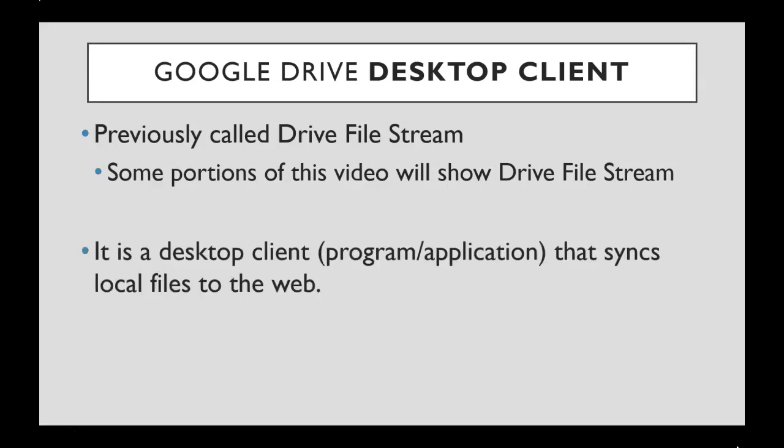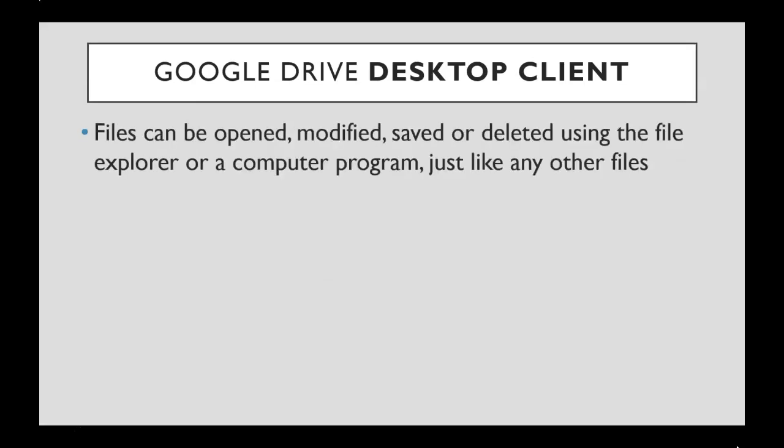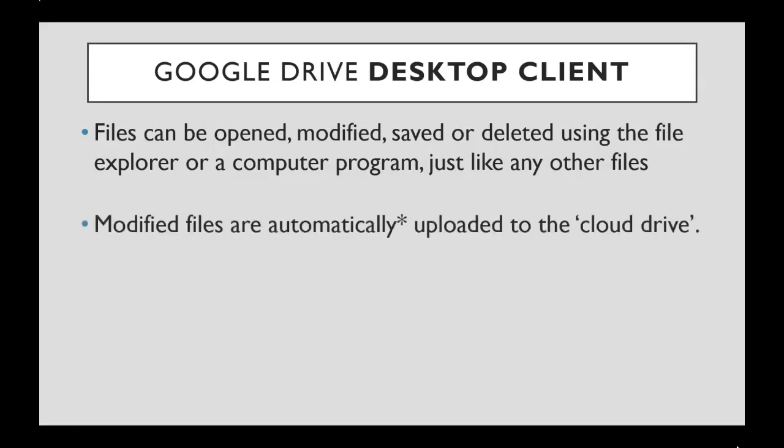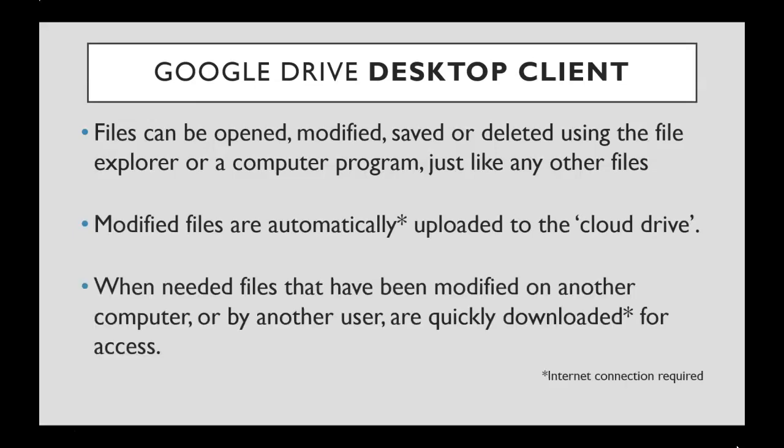And so what is the purpose of a desktop client? It is to sync local files on your computer to the web so that they can be accessed from a different computer, shared with others, or protected if you have a hard drive failure. Files can be opened, modified, saved, or deleted using the File Explorer or computer program, just like any other files. And your modified files are automatically backed up to the cloud drive. When needed, files that have been modified on another computer or by another user are quickly downloaded for access. And of course you need internet access for this to happen.